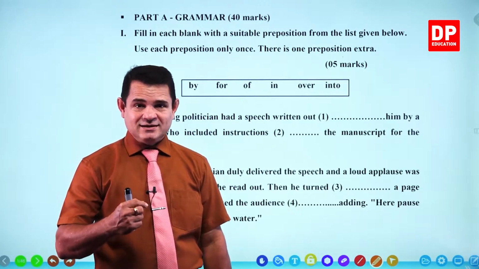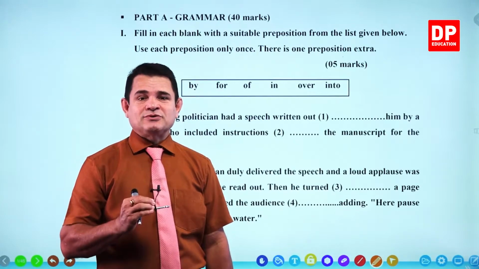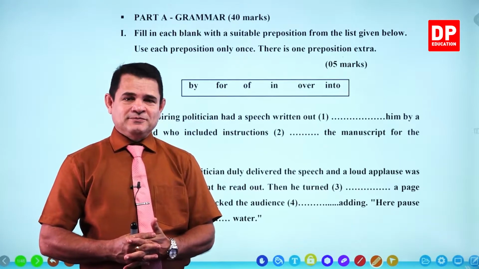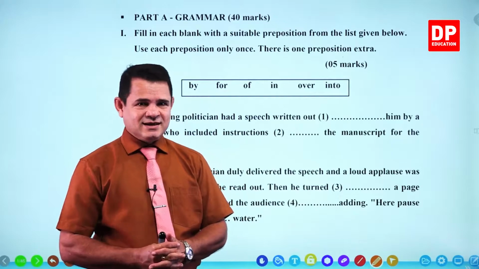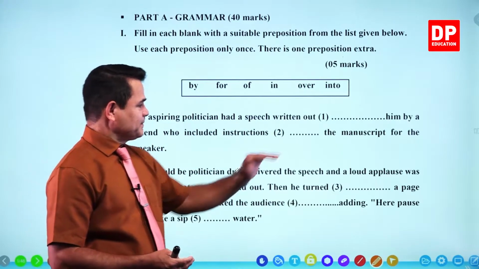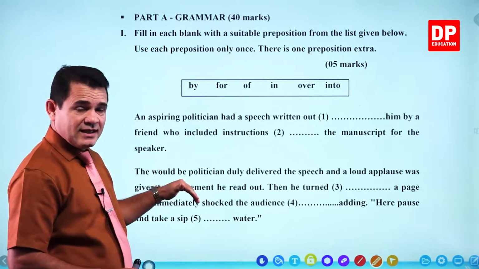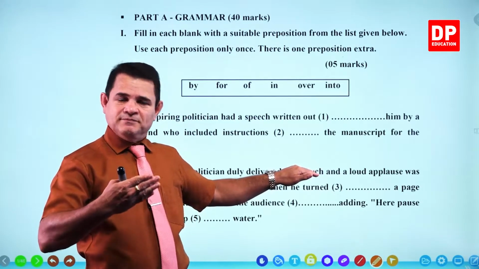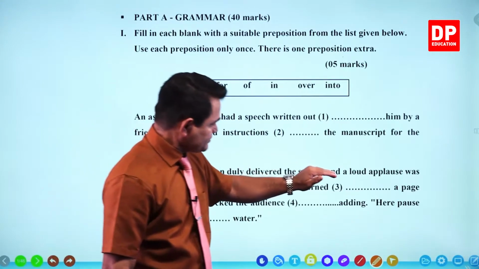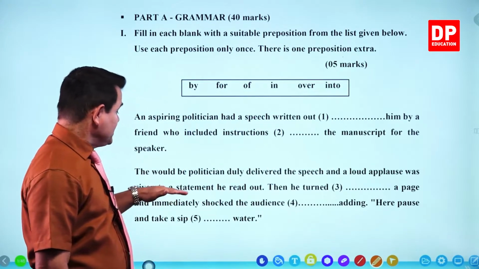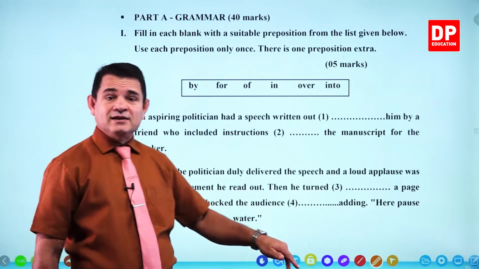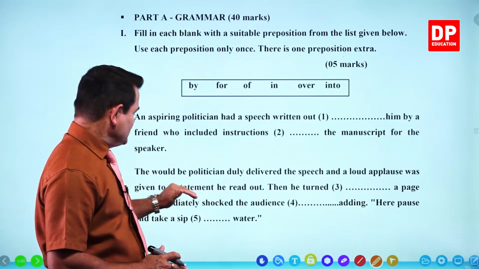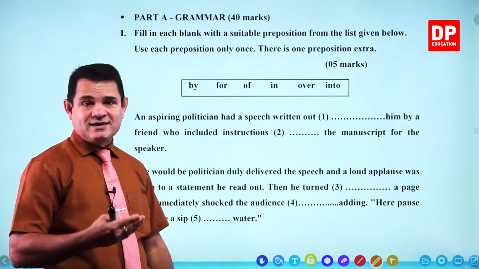So then, the speech plus the instructions: the speech to be given, and also the things he should do while giving it. He is a beginner, and his friend has given good support. So, the would-be politician duly delivered the speech. And a loud applause was given to a statement he read out. A loud applause means a big round of applause. For what? For a statement he read out, a sentence he said.